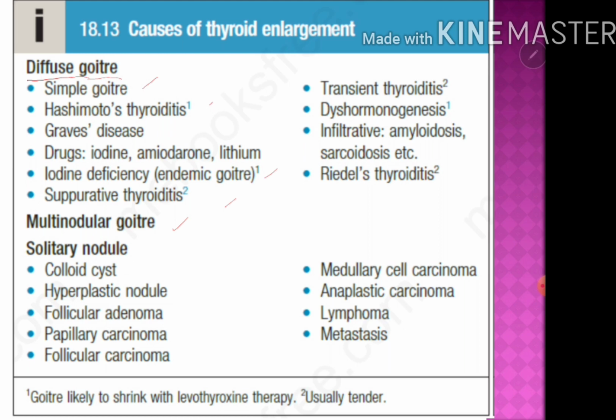The solitary nodule is either benign, like a colloid cyst or hyperplastic nodule, or a follicular adenoma, which is a benign tumor, or it is a carcinoma, like papillary carcinoma, follicular carcinoma, medullary thyroid carcinoma, or anaplastic carcinoma, which is rare, or lymphoma, or it is metastasis from another type of tumor to the thyroid gland.